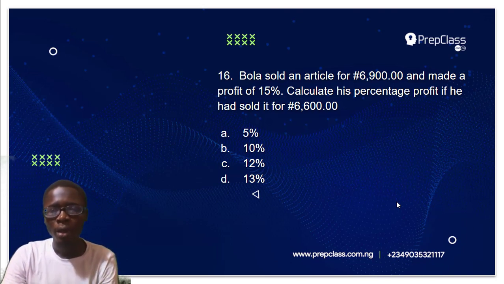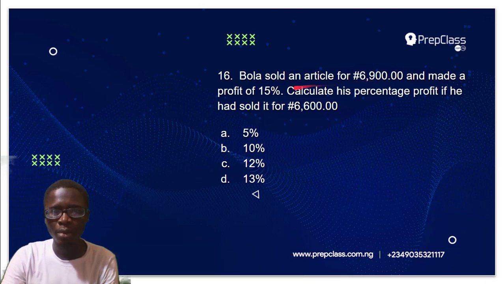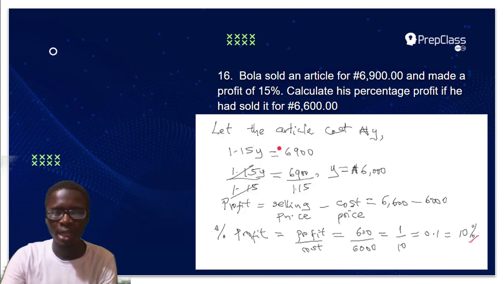So here we can first of all even eyeball the question by saying that since this person made these sales and obtained a profit of 15%, it is obvious that by selling it at 6,600, he should have something lower than 15%. And little wonder you can see all the options are less than 15%. So let's look at how to proceed on this question specifically.